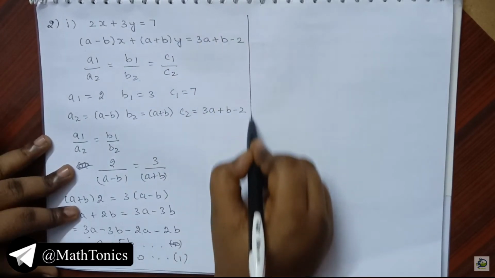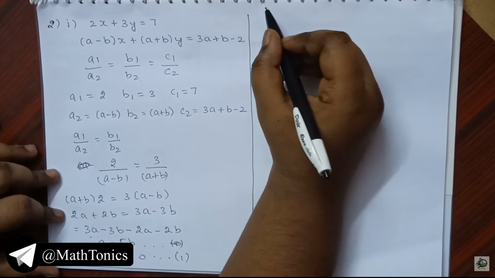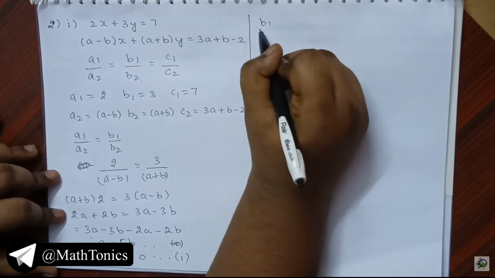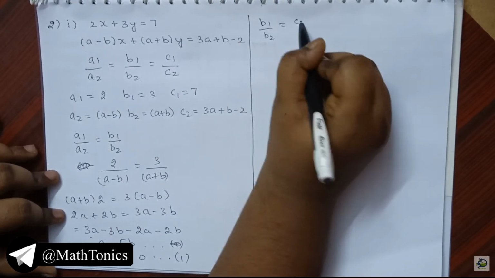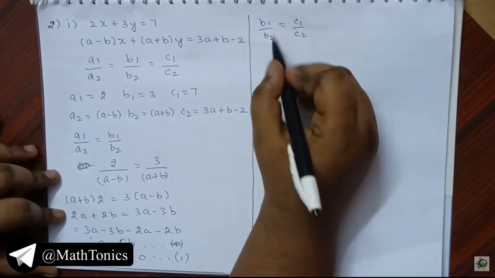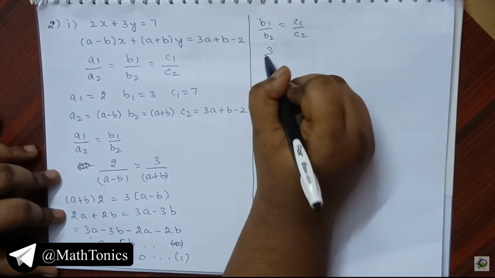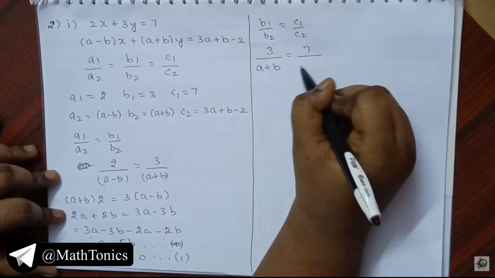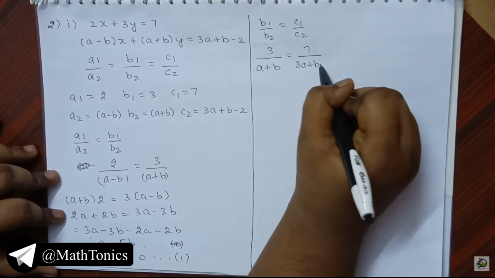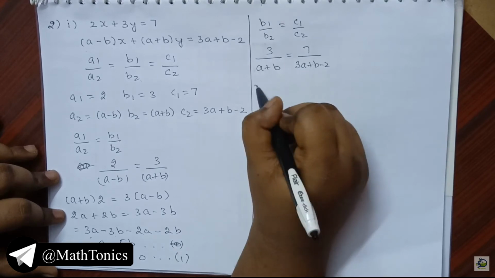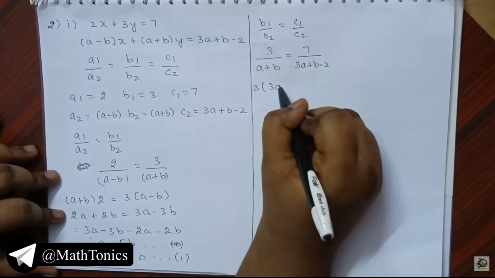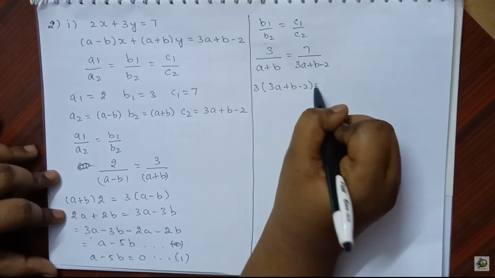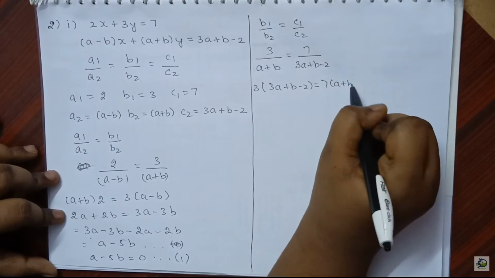That is, a minus 5b equal to 0 is our first equation. Then we move on to b1 by b2 equal to c1 by c2. So b1 by b2 is nothing but 3 by a plus b and c1 by c2 is 7 by 3a plus b minus 2. When we cross multiply, we get 3 into (3a plus b minus 2), which is equal to 7 into (a plus b).